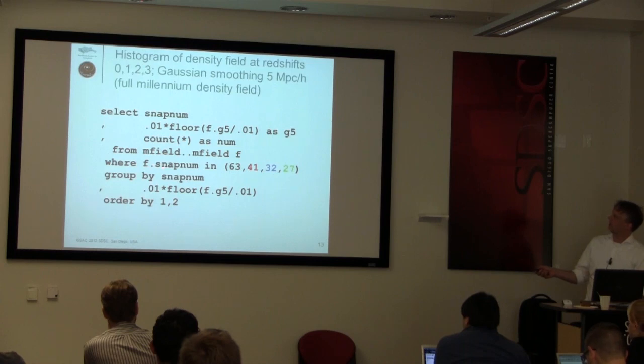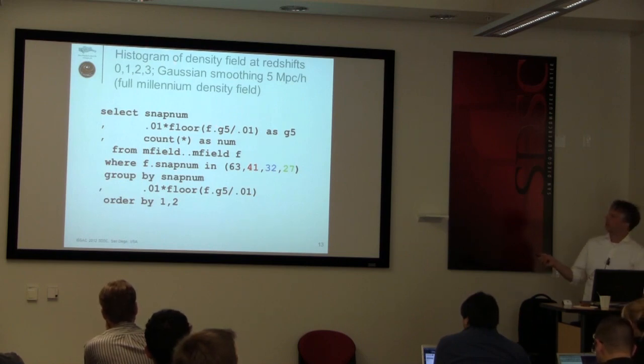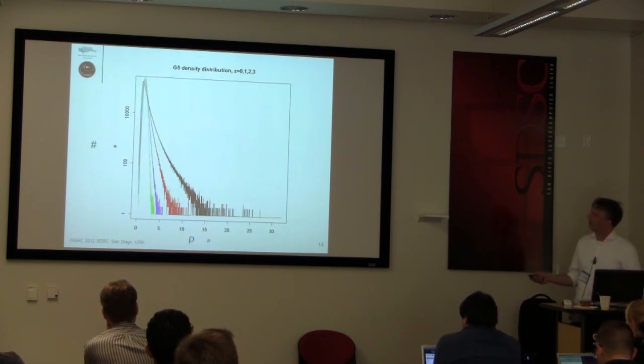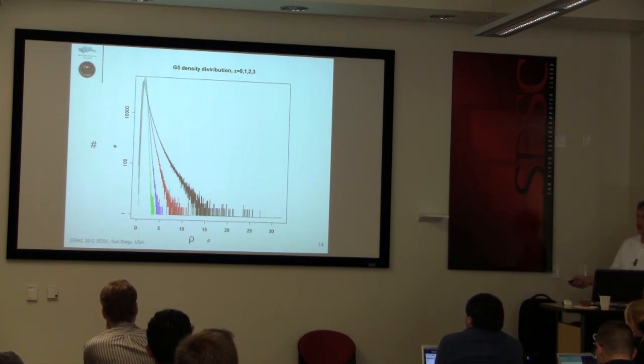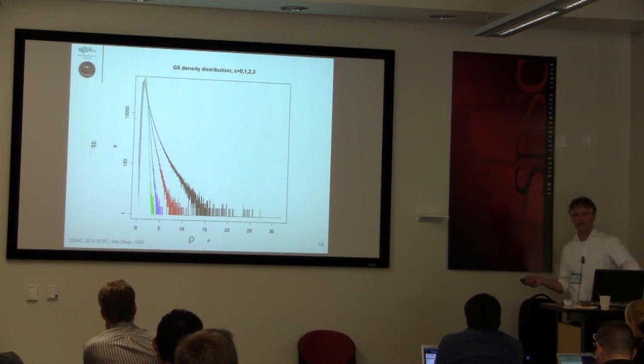So I can say, give me the snapshots, again a kind of binning, as I showed you last time, if I want to do a histogram. What I want to do here is a histogram of the density field at different redshifts. So this query will then give me this result, where the green line is the density field. So this is rho. This is really the overdensity, so it's in units of the average density. So 1 would be the average density.